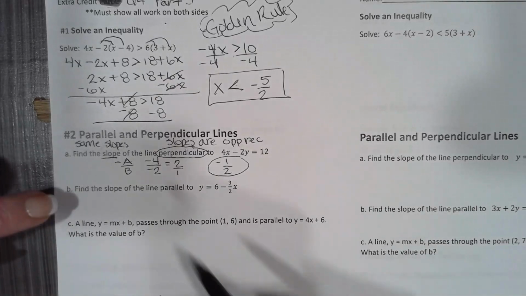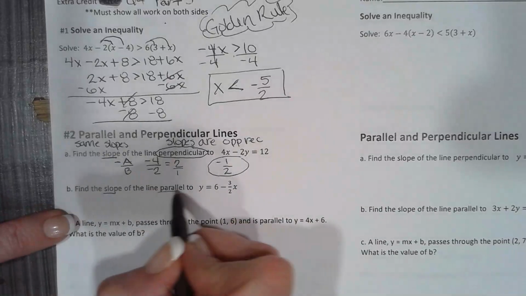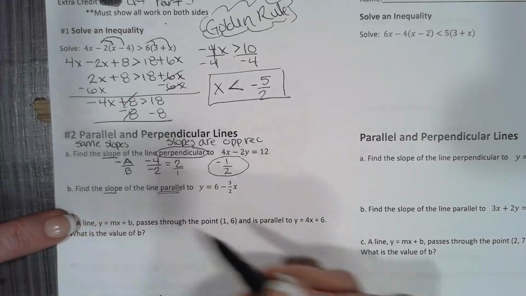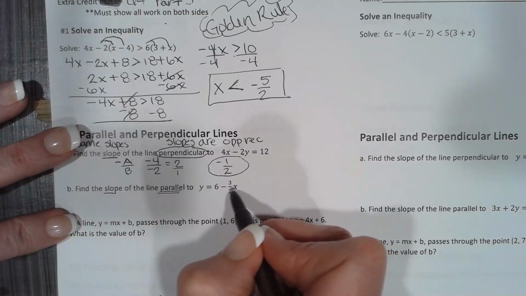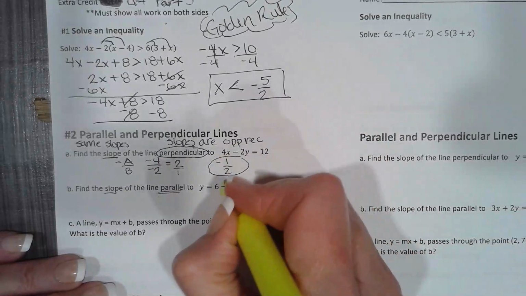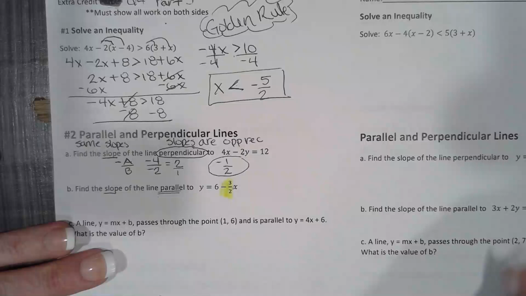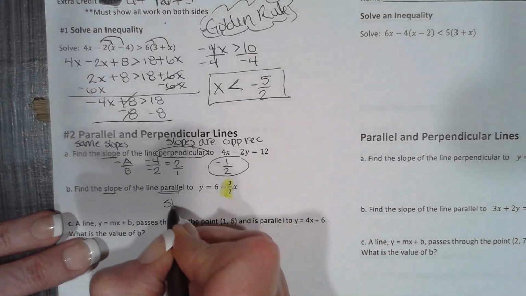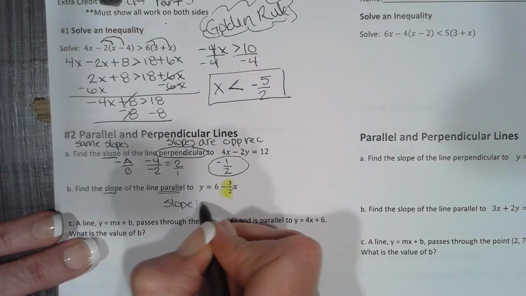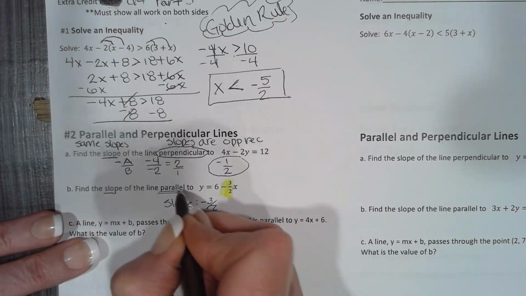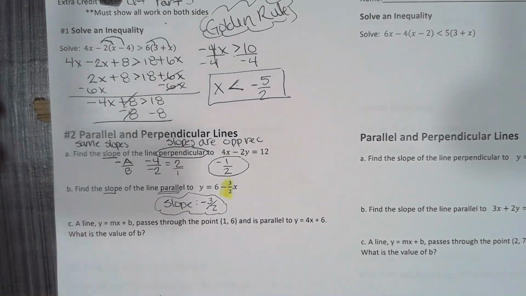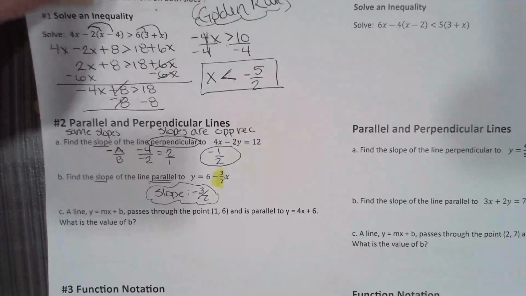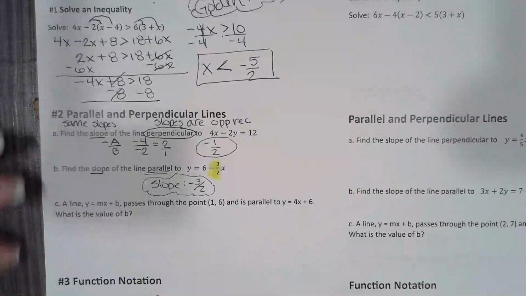Okay? Again, find the slope of the line, this time parallel, so I am going to keep the slope. And notice this is in y equals mx plus b form, except they switch this around. So the coefficient in front of the x is the slope. It's negative 3/2. And that would also be the slope of the parallel line, because parallel lines have the same slope. Okay. Now, we're going to write an equation.